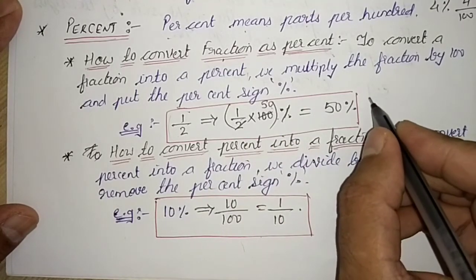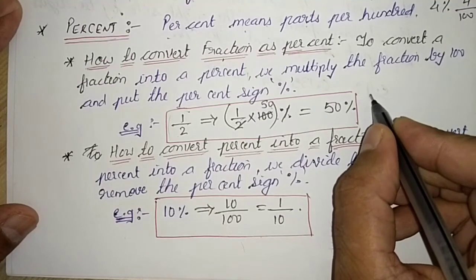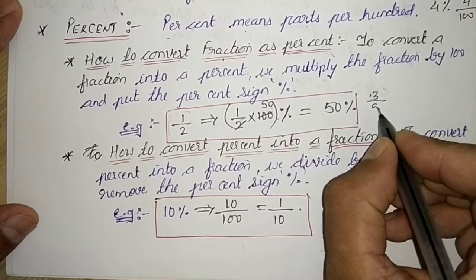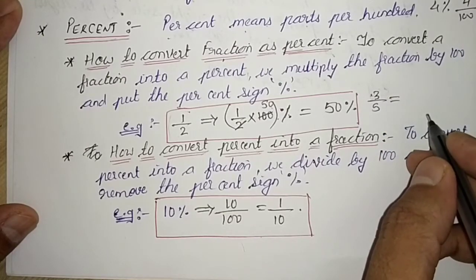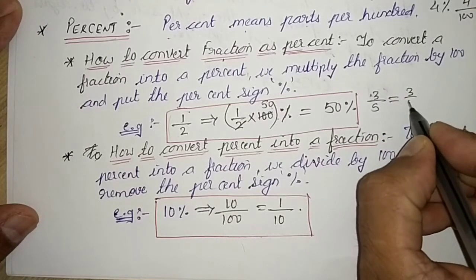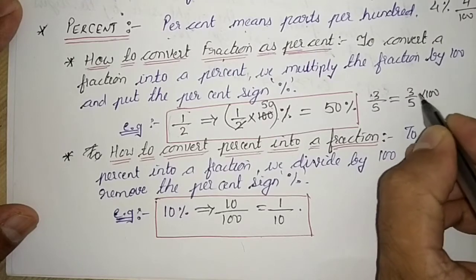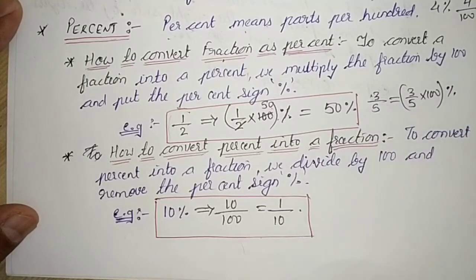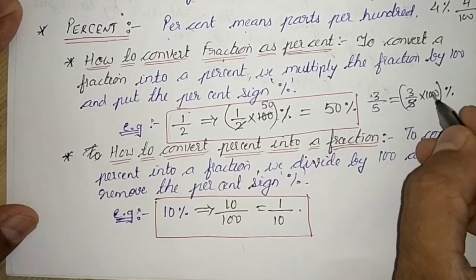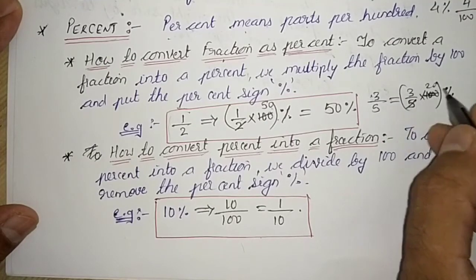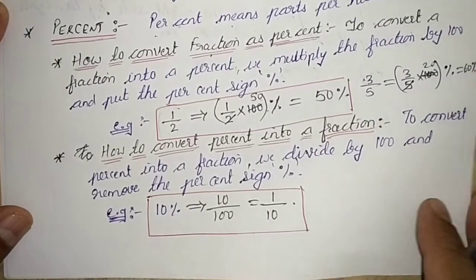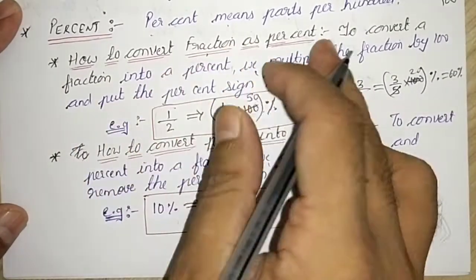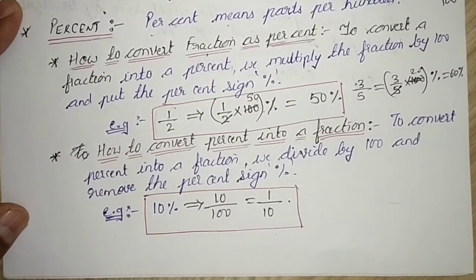Let us take another example. For example, 3 by 5, we want to convert it into percentage form. So we will write 3 by 5 as it is, multiply it by 100 and put the percentage sign. 5 twenties are 100, and 3 twenties are 60, so it is 60%. Very easy. To convert a fraction into percentage form, we will do it like this.